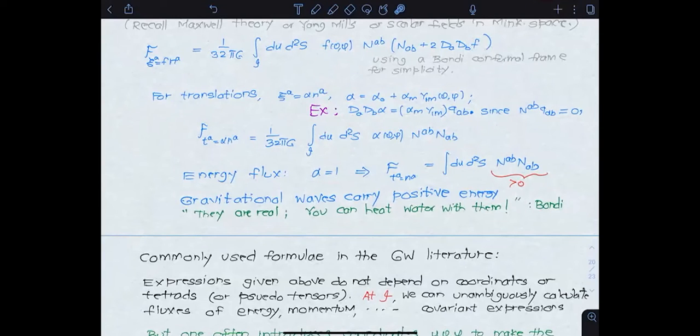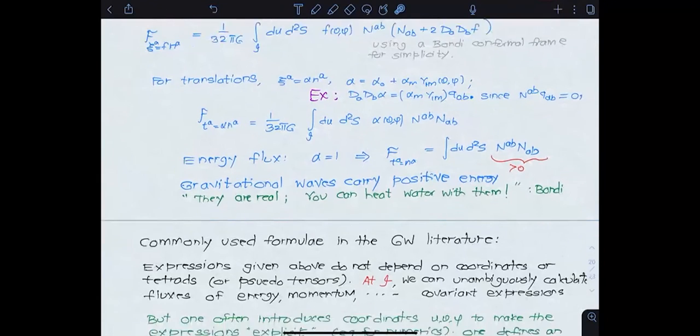And then the energy flux is given by du, the same thing, times this equal to 1, and I get N_AB N^AB, because this term is 0. Actually, in this case, F is just equal to 1. Therefore, this is just going to go away. So I'll just get N_AB N^AB. And this is a positive quantity, because I just contract the same thing twice. And we know that the metric on Scri has signature 0 plus plus. So there is no minus. Therefore, this is a positive quantity.